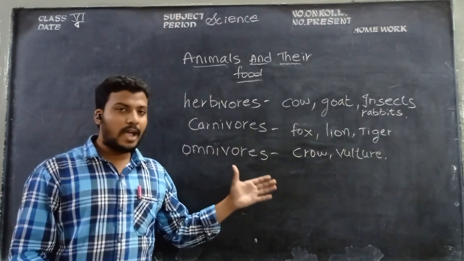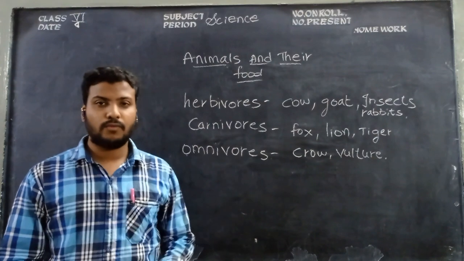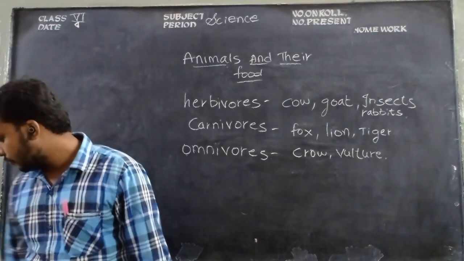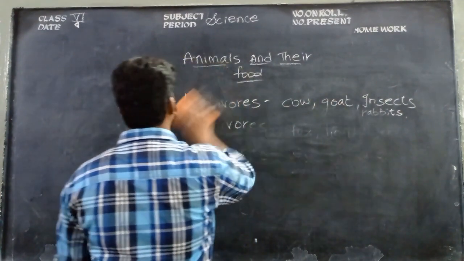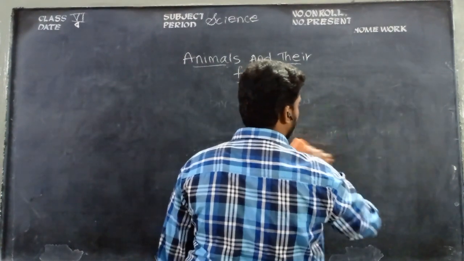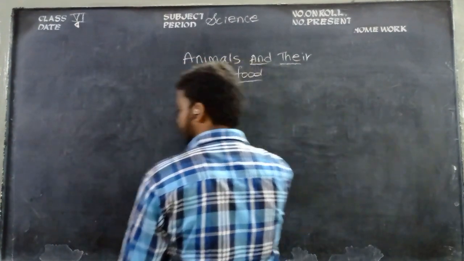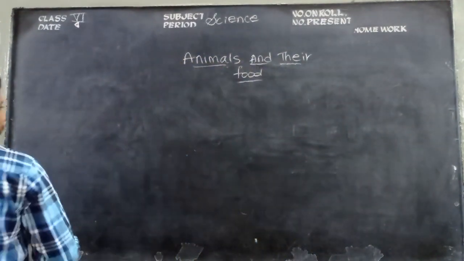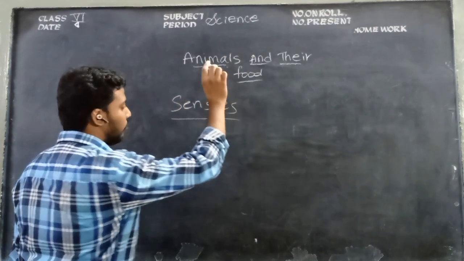Next we will see how animals track the food, hunt the food, and grab the food. The first thing is senses. You know that, senses.